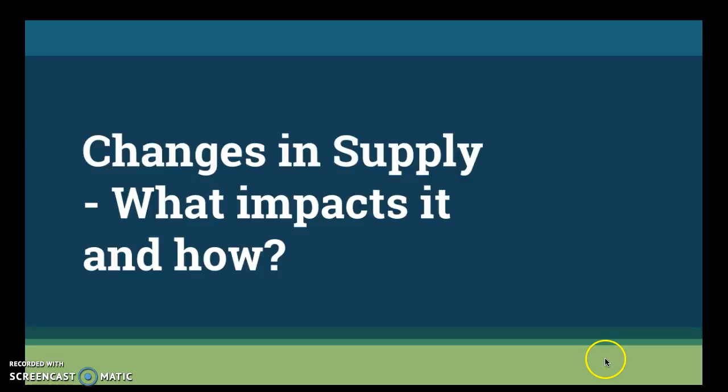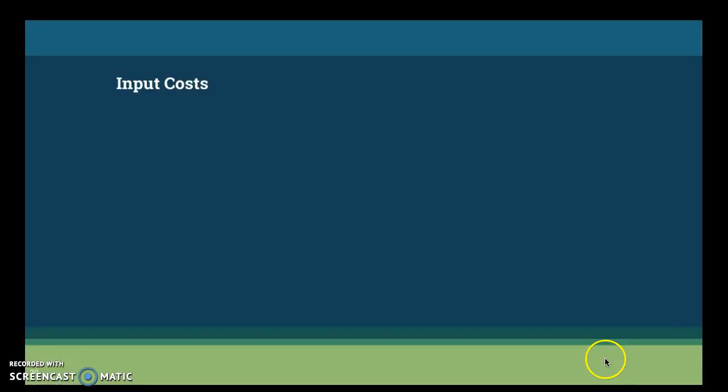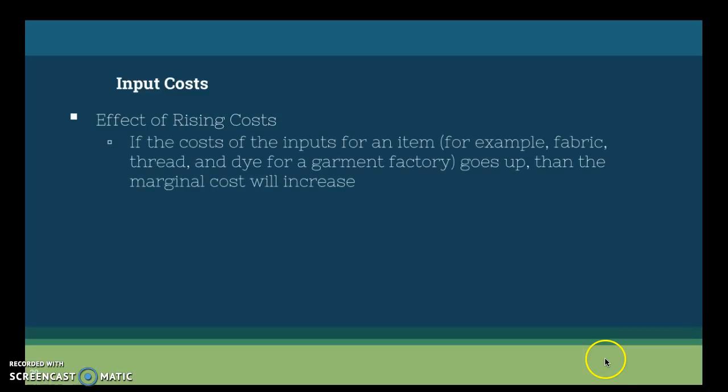Okay. Last section for supply, changes in supply. What impacts it and how? So we're looking at what impacts supply and how it impacts it. The first thing that's going to impact supply are input costs. Remember that inputs are things that are used to produce an item. So if the cost of inputs rises, we have some effects.